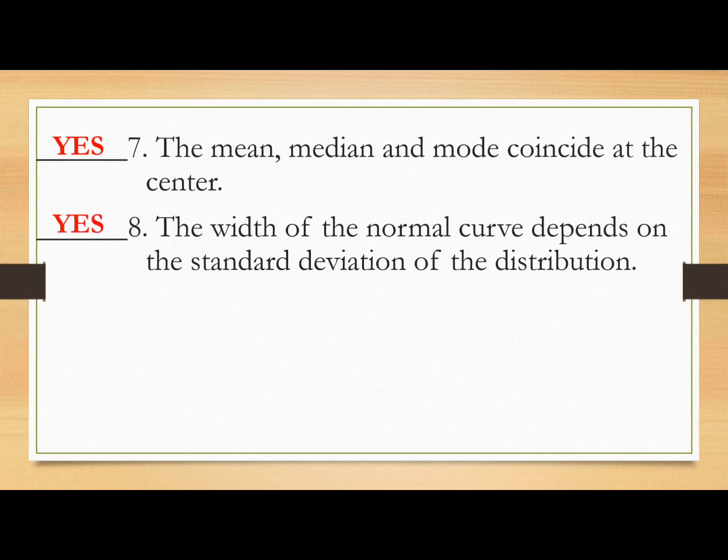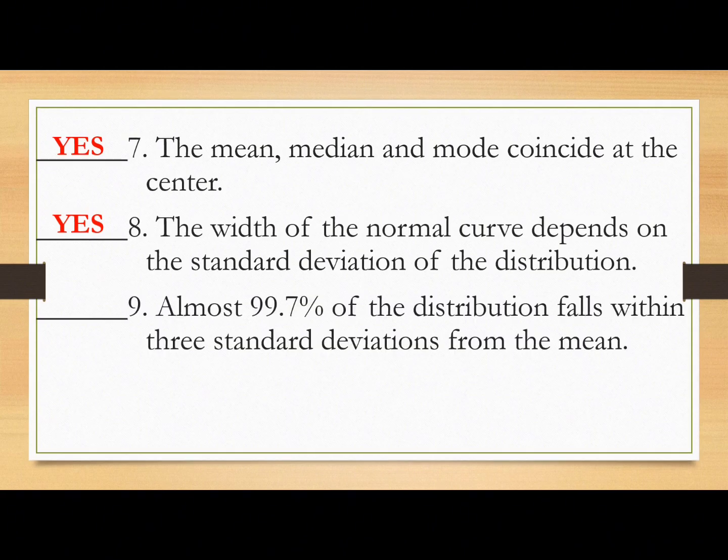Kapag malaki yung standard deviation, mas scattered yung data. So, mas wide or pa-flatten yung normal curve. Kapag naman siya ay maliit lang yung SD, dikit-dikit yung mga data, so mas matarik yung hugis ng ating normal curve. Yung number 9 naman, almost 99.7% of the distribution falls within 3 standard deviations from the mean. Correct or not? Okay, this one is true. Bakit? Kasi ito yung nasa ating empirical rule, yung 3 standard deviation, 99.7%.